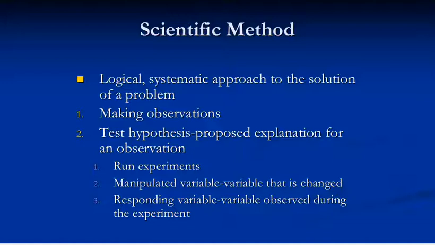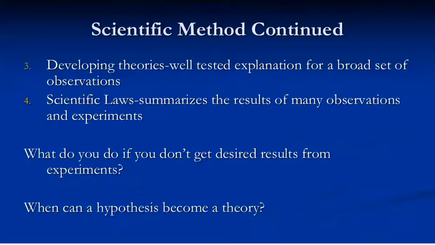Number two, you're going to make and test a hypothesis, which is a proposed explanation for an observation. A hypothesis is nothing more really than an educated guess. You're going to run experiments to test that hypothesis. You're going to change the variable, which is called a manipulated variable, and one variable is going to respond to that change, which is called the responding variable. So you run experiments and you test that hypothesis.